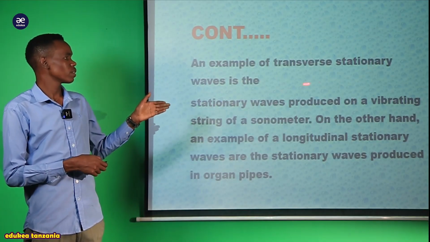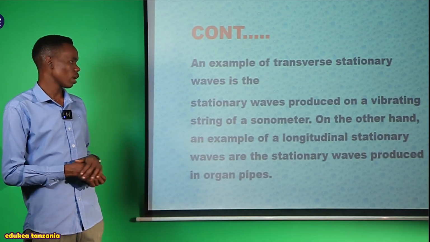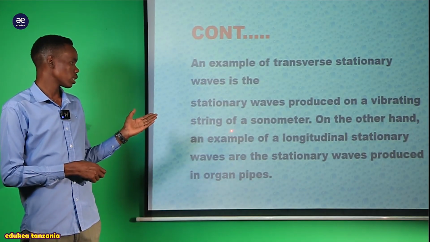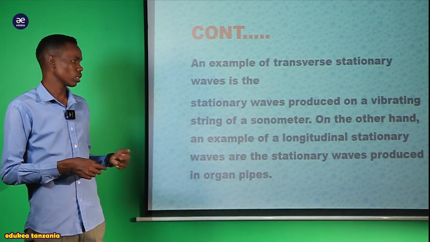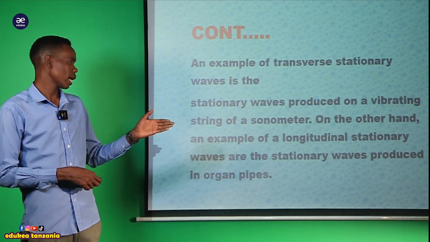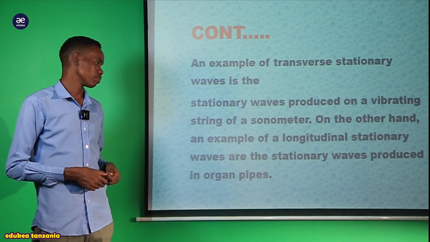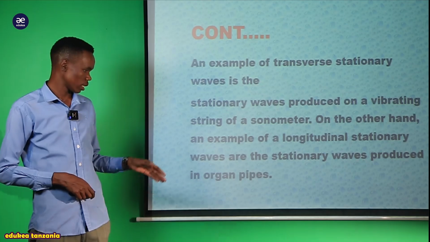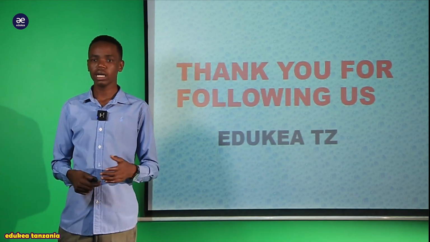So an example of these transverse stationary waves, as we have been told, is produced on a string. Tuna string ambayo inaproduce a vibration, as we have been told, my dear. So on the other hand, an example of the longitudinal waves is the stationary wave that is produced in an organ pipe. So by saying that, let us stop here.